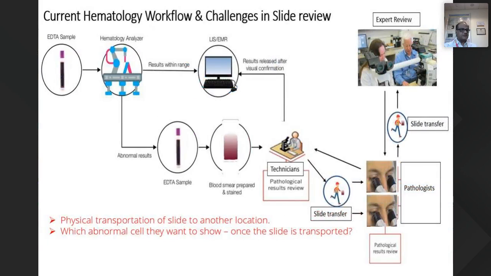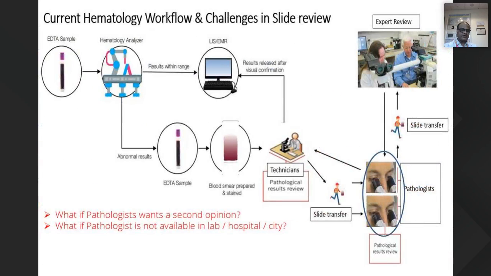In addition to this, we have another problem, which is the physical transportation of the slides to another location. Which cell is abnormal? At one particular point, you might be having the abnormality and you want to mark it, and you have to send the slides to someone. So during the transportation, there may be slide breakage, or there may be dissolution or total disappearance of the marking itself. So these are the problems and the challenges one will encounter.